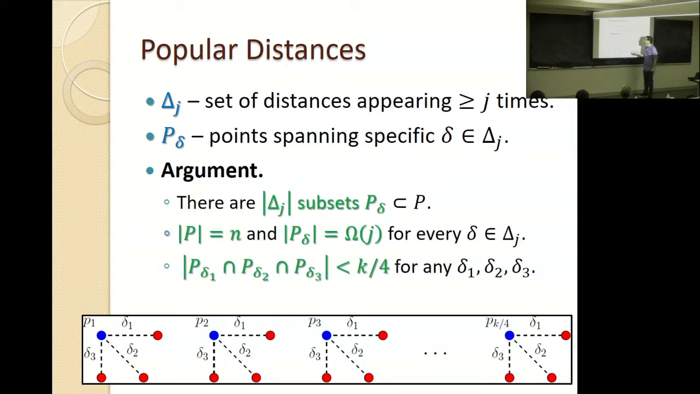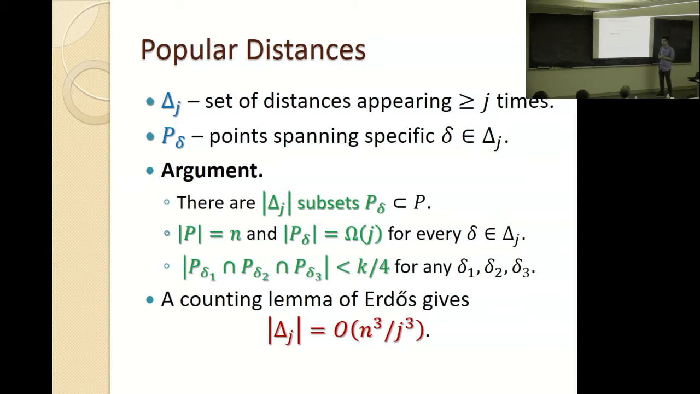If you just have a bound on how many large subsets you can have of n elements with no three intersecting in this number of elements, you'll immediately get an upper bound on the number of popular distances, or the number of subsets. So the way we did it, we found some counting lemma in some old paper of Erdős. I wouldn't be surprised if we missed a better way of doing this that we're just not aware of. And we get, in this case, that the number of popular distances is n cubed over j cubed, or the number of subsets of P is at most this.